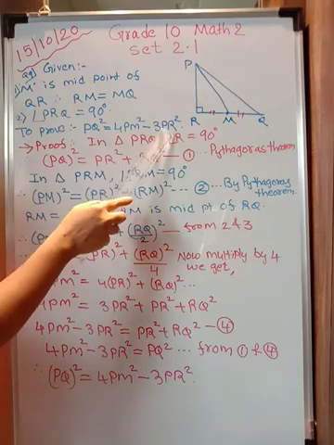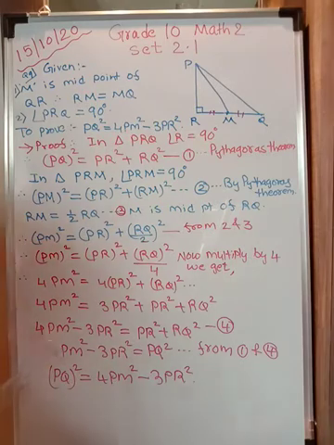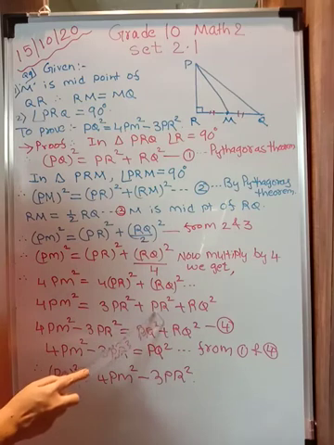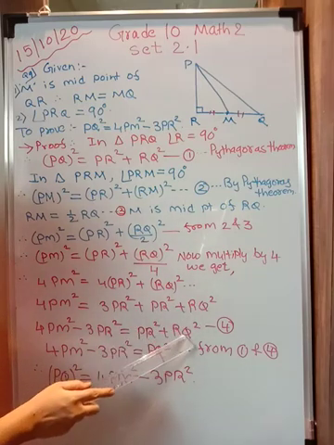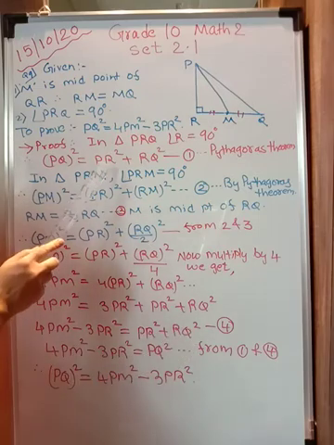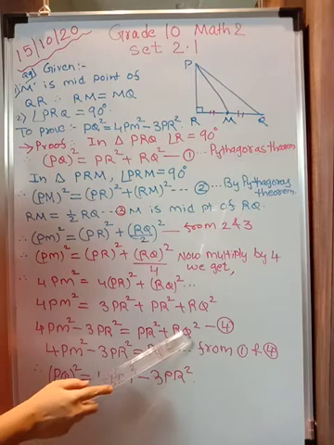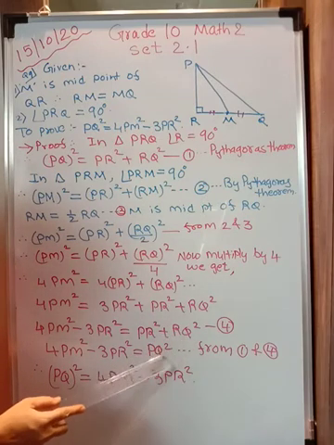Now this 3 PR square should be on one side, so I am shifting it over here. So I got 4PM square minus 3PR square is equal to PR square plus, see, this PR square as it is plus RQ square. But what is PR square plus RQ square? See, PR square plus RQ square is equal to PQ square. So in place of these two, I am writing PQ square. Got it? And that is our proof.